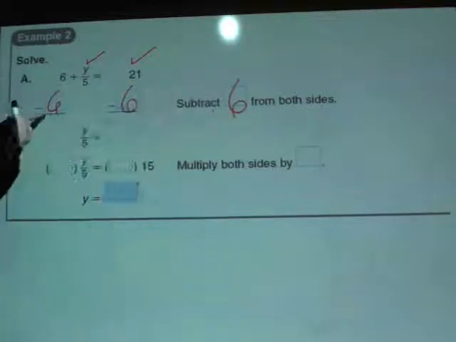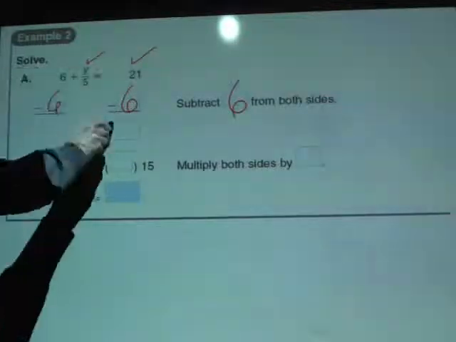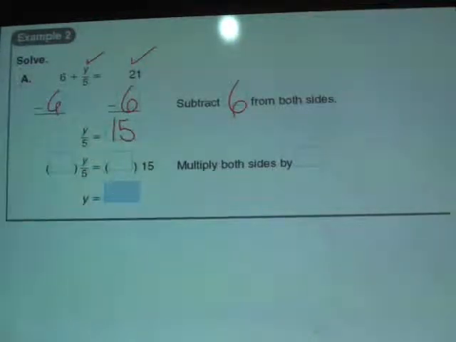As you can see here, the 6 minus 6 is going to 0. That's it going away like it's supposed to. Here's y over 5 and 15. So now it looks like a one-step equation like we're used to. Y over 5 equals 15.